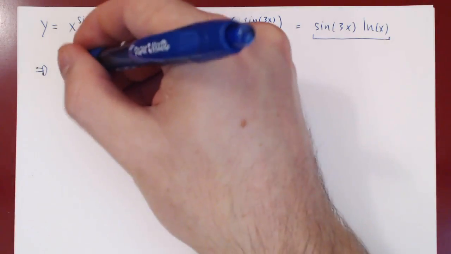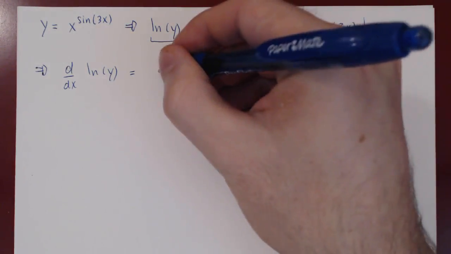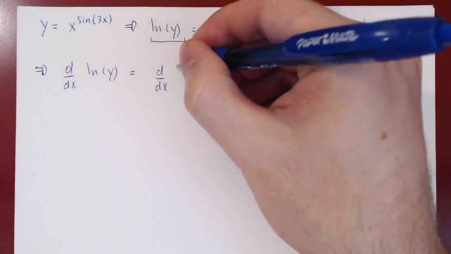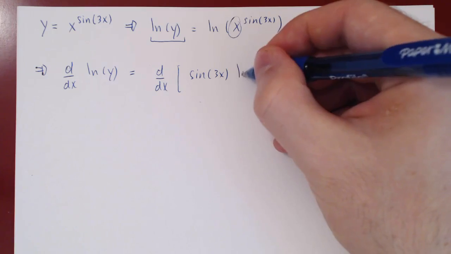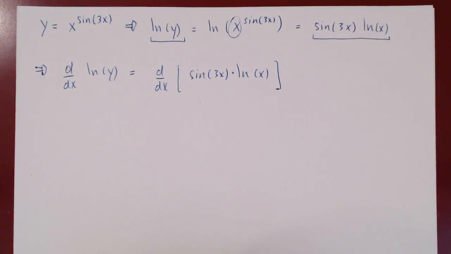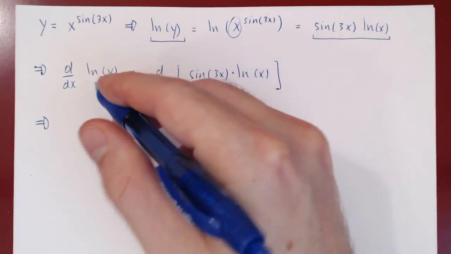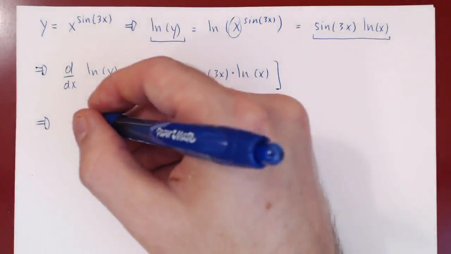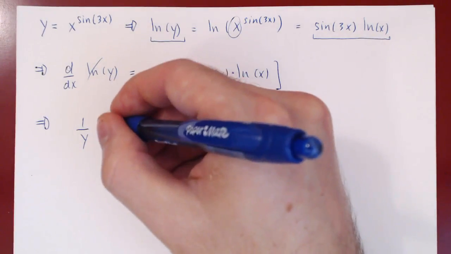So the derivative of the left-hand side, which is ln of y, will equal the derivative of the right-hand side, the derivative of sine of 3x times the ln of x. Once again, we have a product, so we'll use the product rule. As in the previous example, the derivative of ln of y with respect to x will be 1 over y, chain rule times dy over dx.